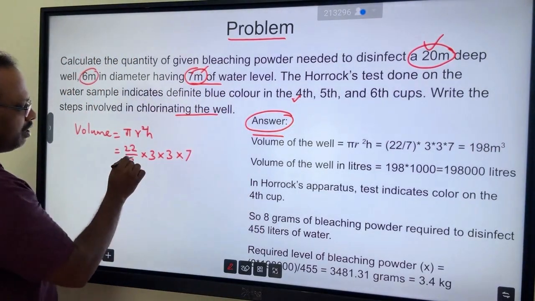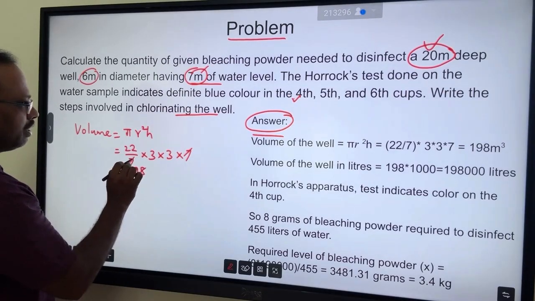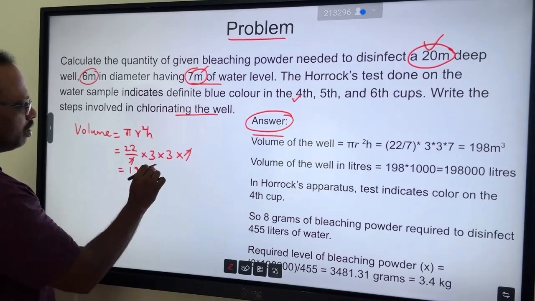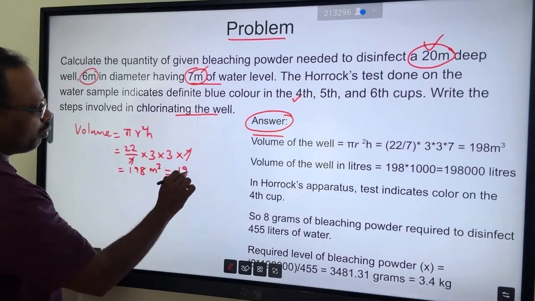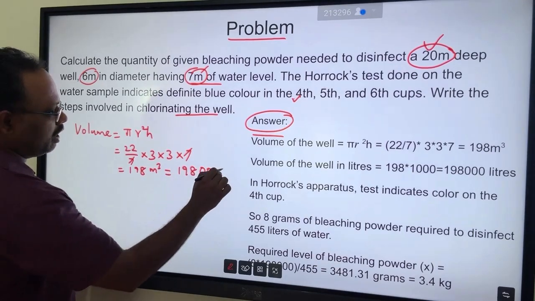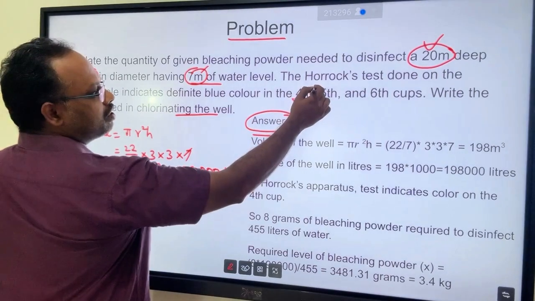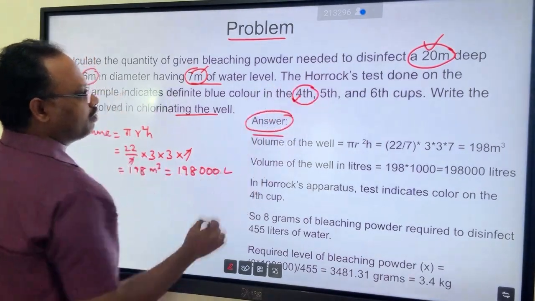So if we take this 7, we get 198 meter cube, which again translates into 198,000 liters of water. Then here the Horax apparatus turns blue color from 4th cup onwards.